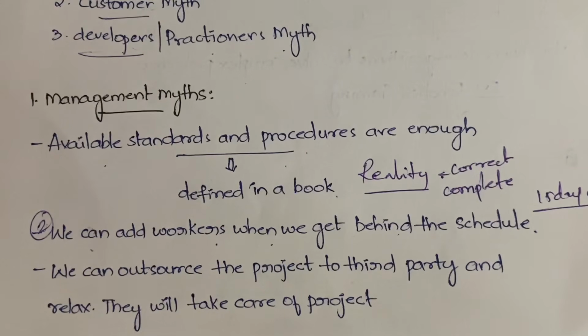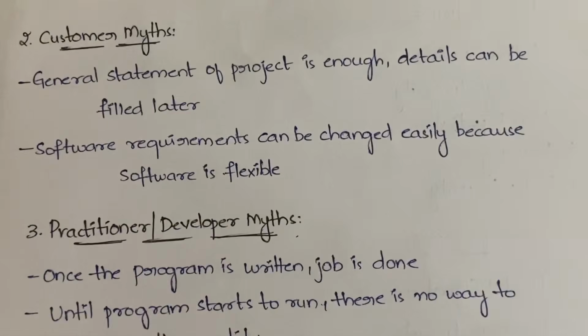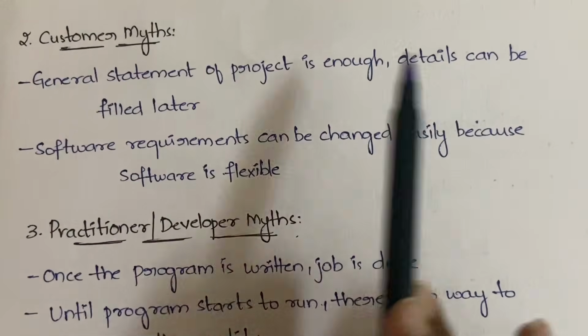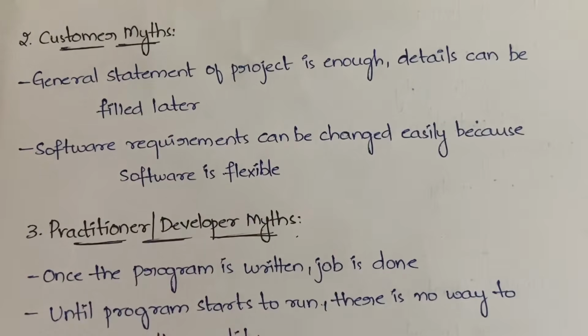Now after this we have the customer myths. In customer myths we have only 2, and customer myths are nothing but from the customer's point of view. Okay, so: a general statement of the project is enough, details can be filled in later. That is, if a customer is requesting a project, if a customer is requesting an application, suppose the customer says I want a gaming application, will that be enough?